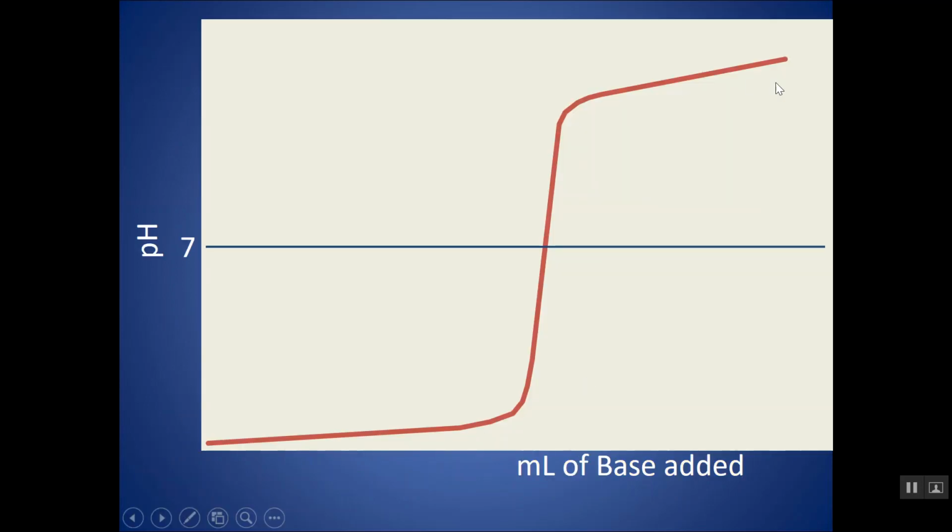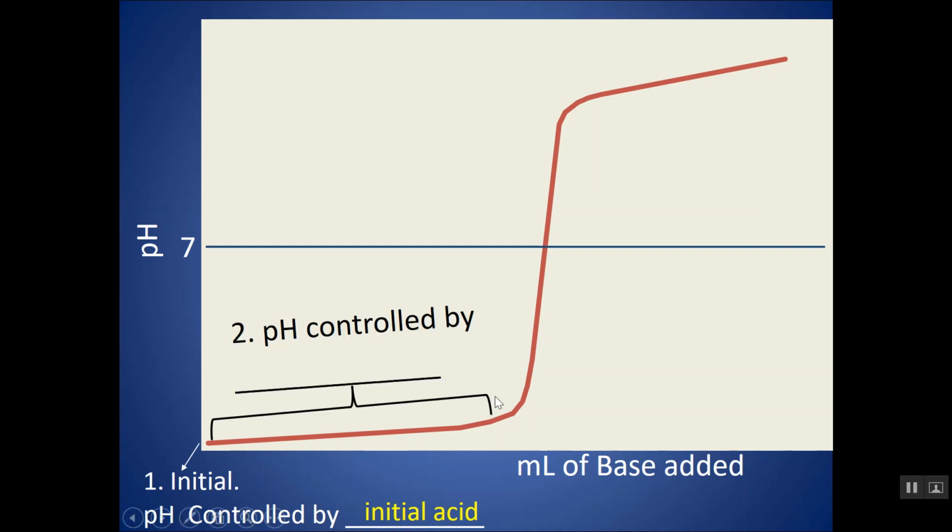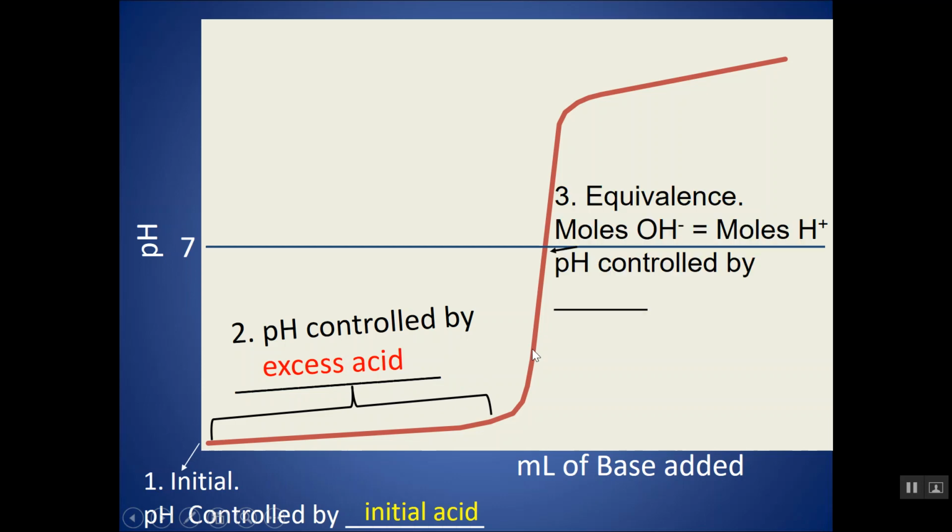Okay, so again, just going through this titration curve, if you have to find your initial pH, that's completely controlled by your initial acid. You're just looking at your initial acid concentration. You can use that to figure out your H plus concentration, and then use that to figure out your pH. Along here, your pH is going to be controlled by how much excess acid you have. So it's not going to be the same as your initial concentration. Some of it is going to get used up by the base that you're adding. So you've got to figure out how much acid is left in your container, and use that to figure out the pH.